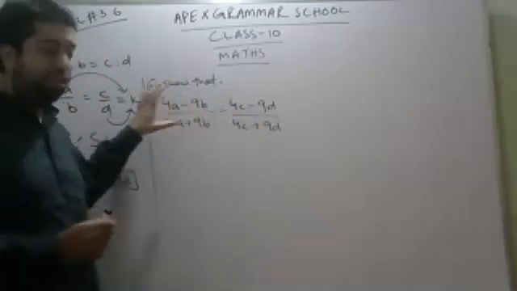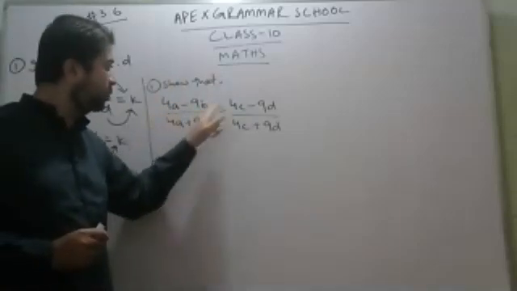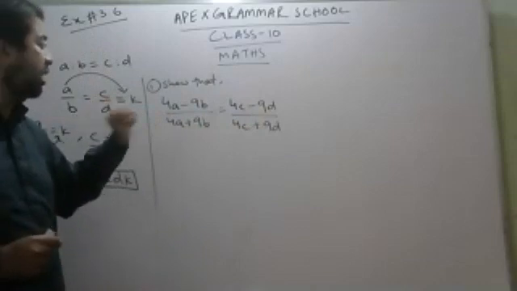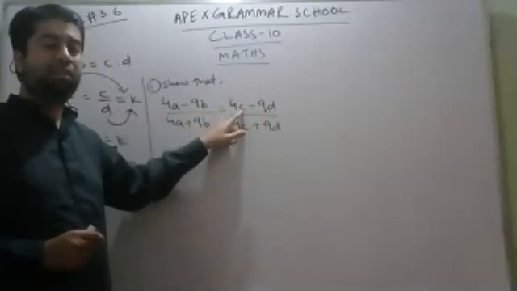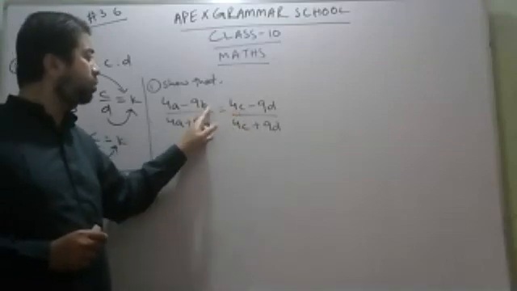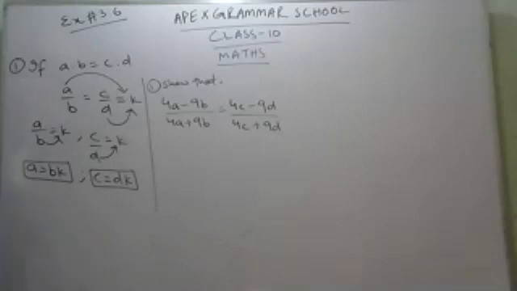Both values are not seen to be equal, because this is a, this is c, this is b, this is d. For equality, this a must be the same as this c. This must also be a, and this b must also be b here. So we need to prove it by applying the k method.